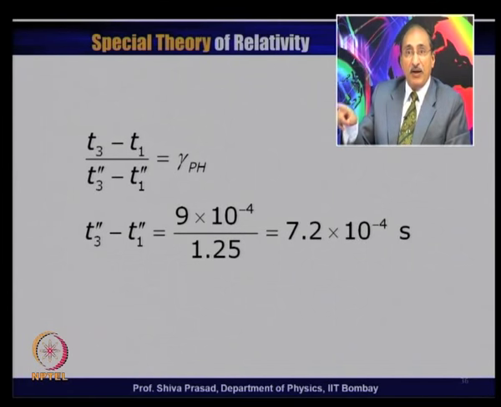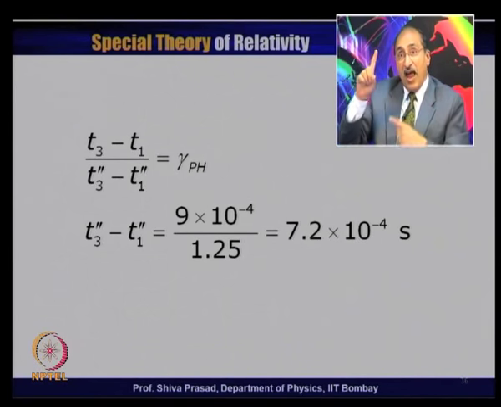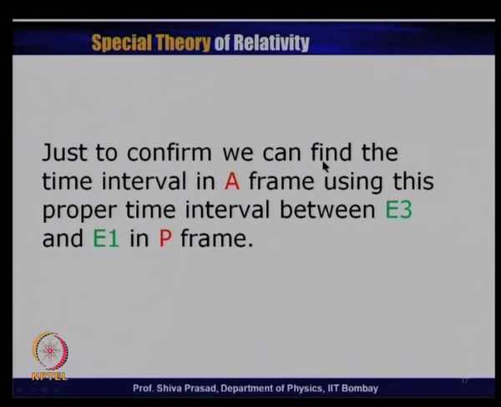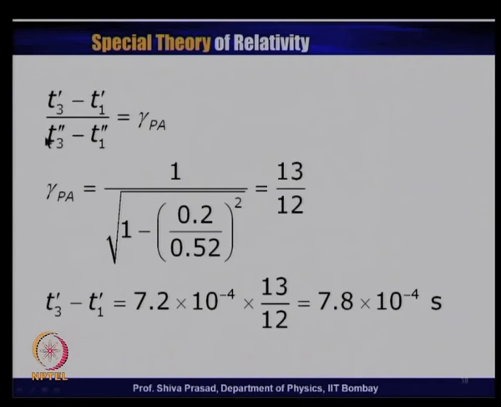Just to check, if I multiply this by the gamma between A and P, person and the ambulance, then I must get back the time interval which I have calculated between E1 and E3 in the ambulance frame of reference, just to check if I have thought everything right. To use that particular gamma, I have to use the relative velocity between the person's frame and the ambulance frame of reference. So, I have just written. Just to confirm, we can find the time interval in A frame using this proper time interval between E3 and E1 in P frame, the person's frame. Exactly the same thing.